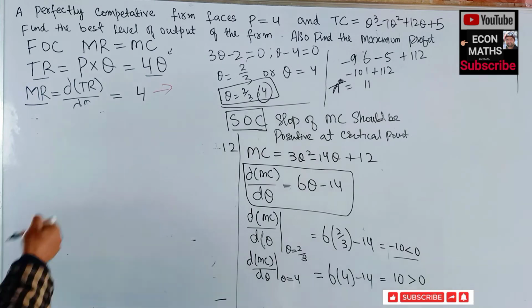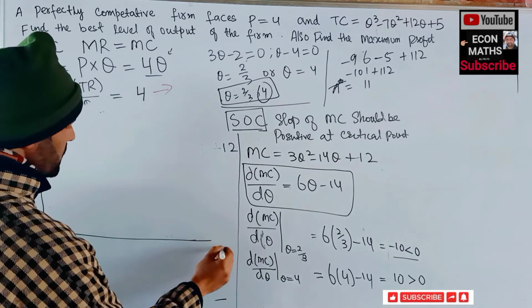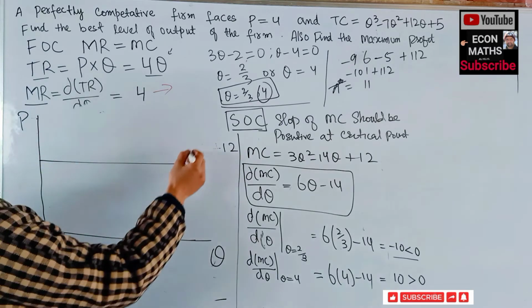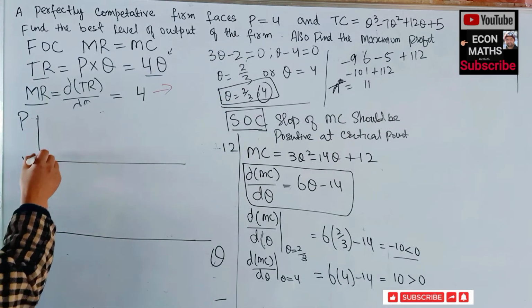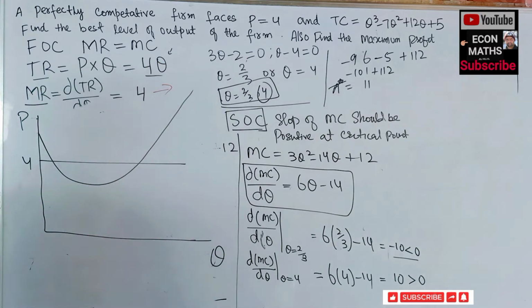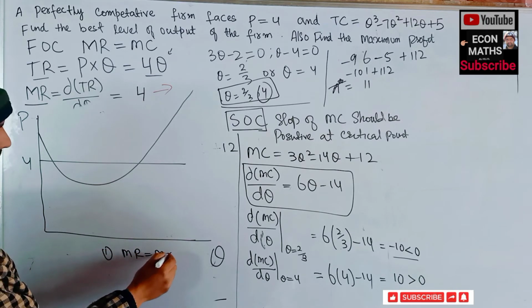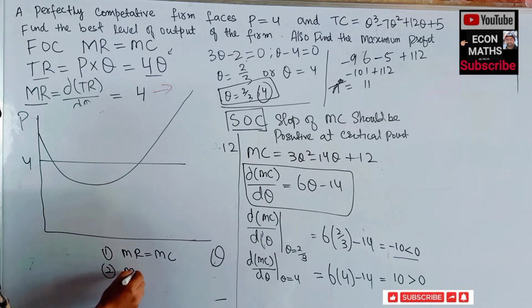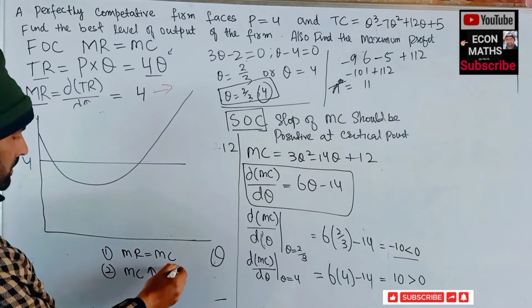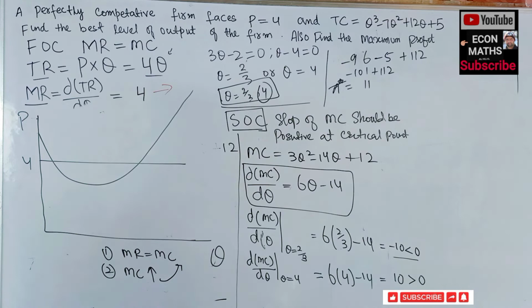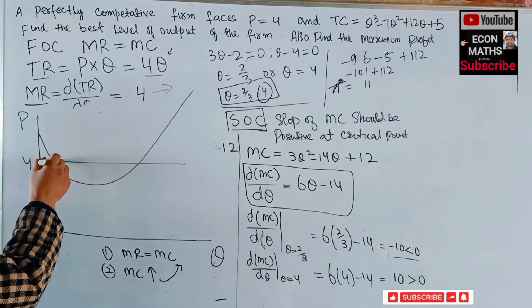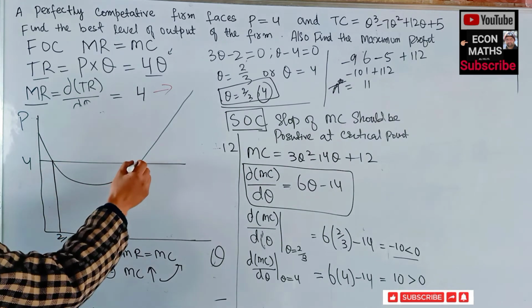Graphically, if this is the graph, this is quantity, this is price. So this is our marginal revenue, that is P is equal to 4, and our marginal cost looks like this. Now the first condition is that marginal revenue should be equal to marginal cost. The second condition is that marginal cost should be rising at the equilibrium where marginal revenue is equal to marginal cost. We find the two outputs where marginal revenue is equal to marginal cost, that is where q is equal to 2/3 and q is equal to 4.